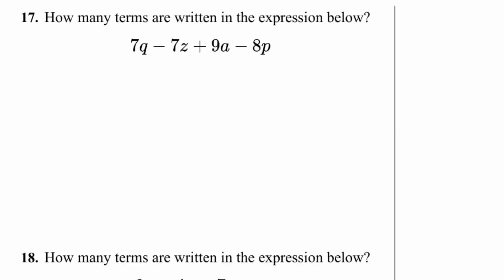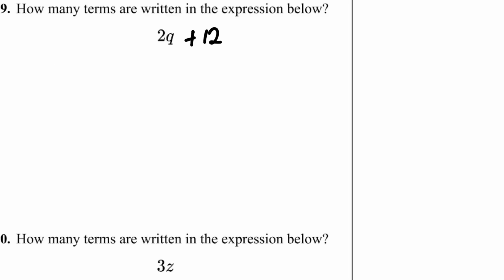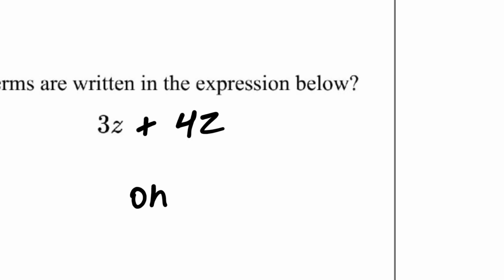To identify how many terms, you look at each unique letter, and you look at their exponents. Here you can see that there are 4 different terms. This one has 2 different terms. This one has 2 different terms as well, the Q's and the numbers. This would only be one term.